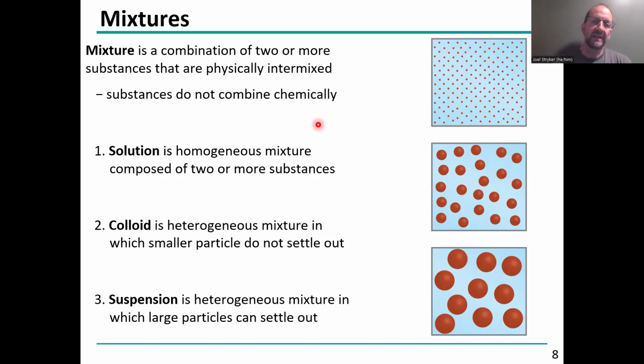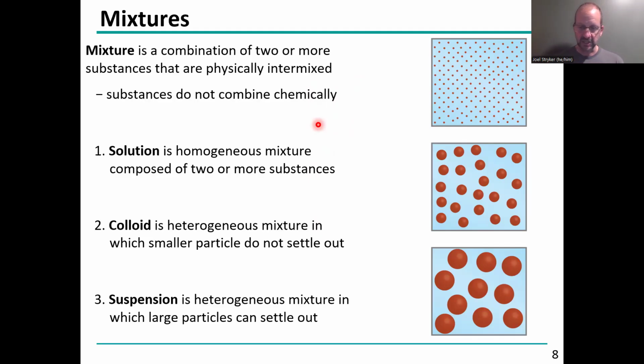Mixtures are when we take things, different molecules, and mix them together, but they're not in a chemical reaction. They're not chemically combining. They're just mixing together, right? And so there's some different ways to do that. One is what we call a solution. A solution is something like salt water, right?